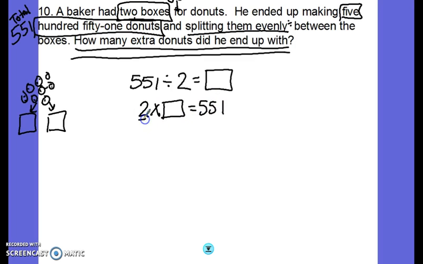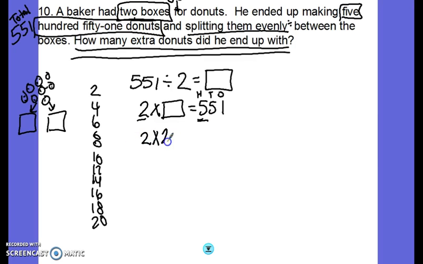The very first thing I need to do is roll my 2s. 2, 4, 6, 8, 10, 12, 14, 16, 18, 20. All right, so I've got my 1s, 10s, 100s. Can I share 500s with 2 cones? Sure. 2, 4, 6, 8, 10, 12, 14, 16, 18, 20. Oops, I went too far. 2, 4. I have 2 fingers up. And I know I'm looking for 500, so I need to multiply 2 times 200. 2 times 200 is 400. I subtract to see how many are left. I have 151 left.